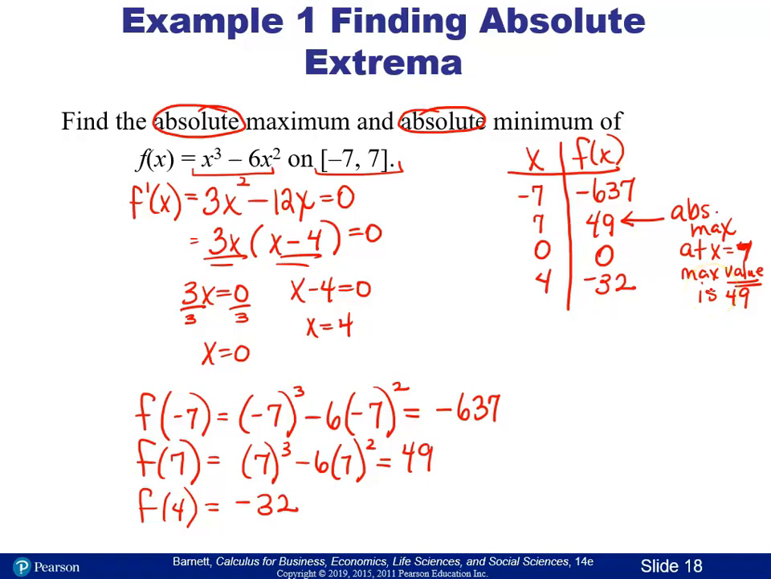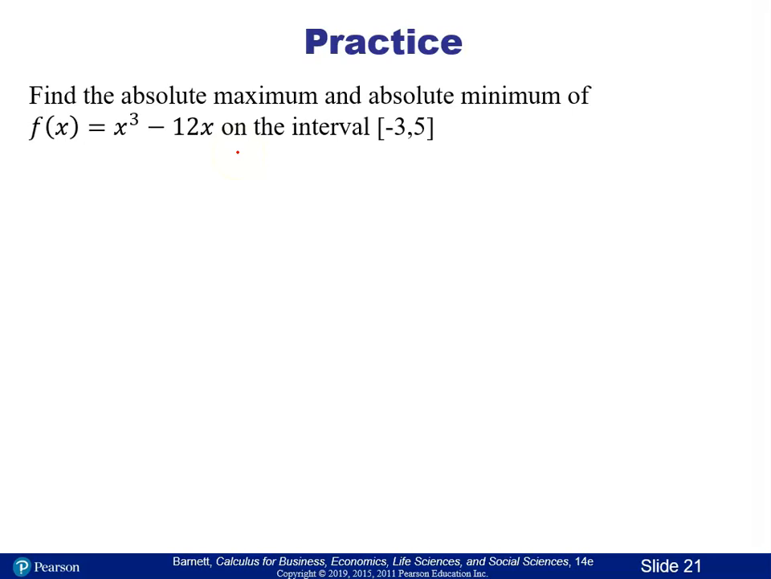Okay, and then for our absolute minimum, we're going to look at these numbers and pick the smallest one. So here's my smallest. My absolute minimum occurs at x equals -7, and the absolute minimum value is -637. Okay, here's one very similar for you to practice with. All right, we'll start.